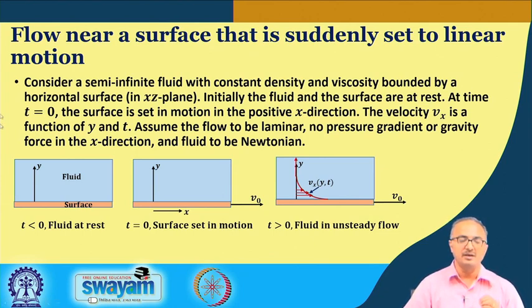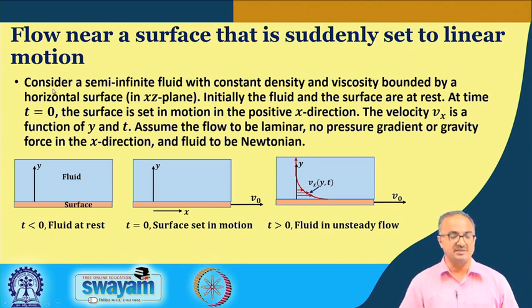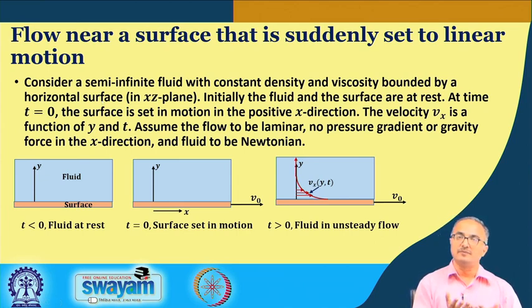Here we are given a flow near a surface that is suddenly set to linear motion. So, what has been stated is: consider a semi-infinite fluid with constant density and viscosity bounded by a horizontal surface in the xz plane. Semi-infinite means that the fluid is confined by one surface on one side and the other end of the fluid extends to infinity.